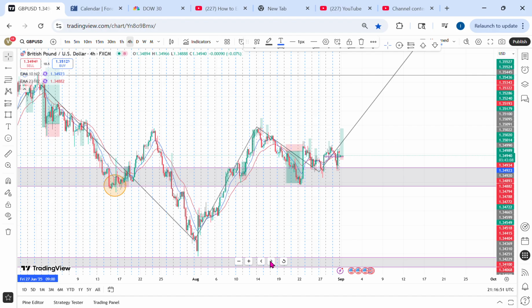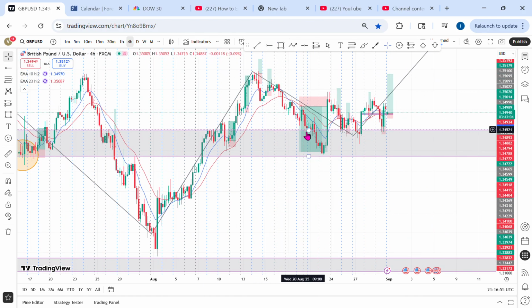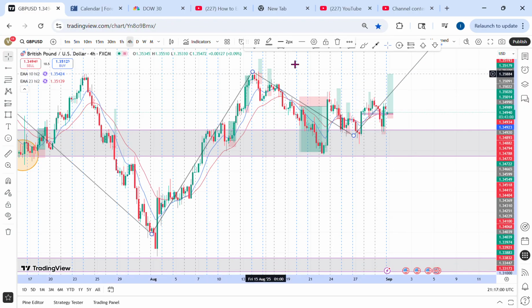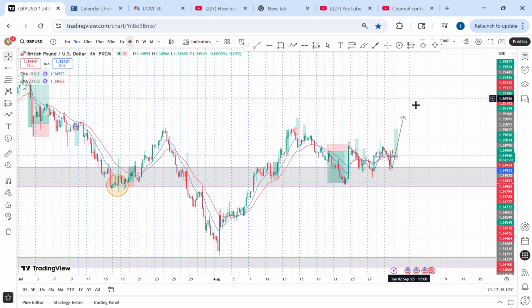And what pattern is the market giving us on the 4-hour? The market is already giving us a W pattern on the 4-hour time frame. Let me remove this one. Look at the pattern the market is giving us. Easy high. The W pattern to continue to push to the upside, on this support level.